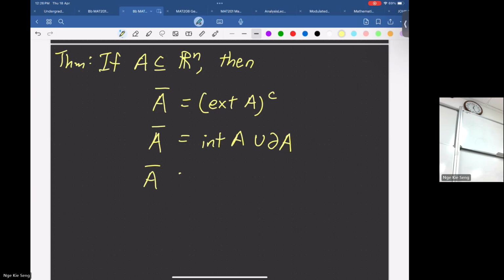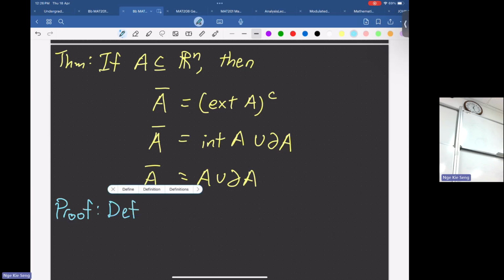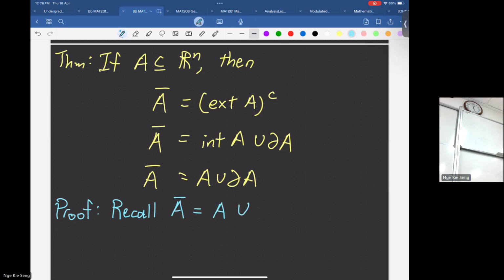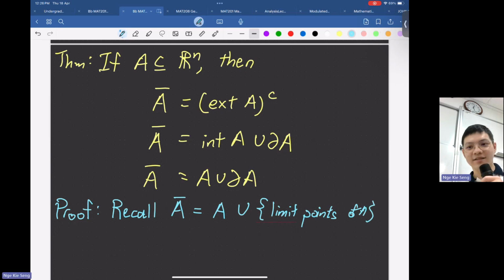And what is A bar? A bar is A union the boundary of A. What is A bar again? Let's keep the definition here so that we can discuss on the same page. What is the definition of A bar? It's A union the set of limit points of A. Is this the definition? I don't know. Let's check.